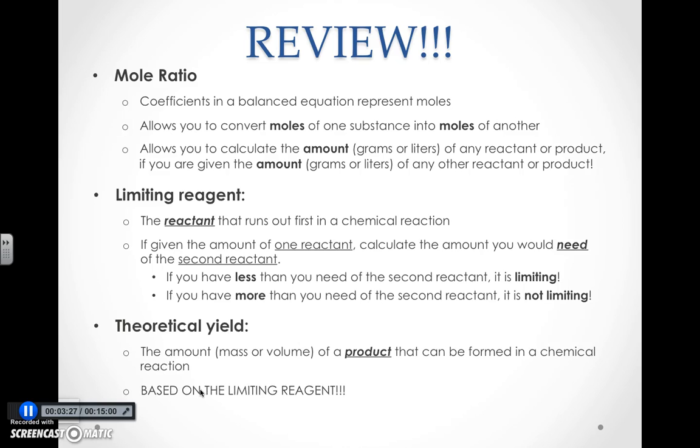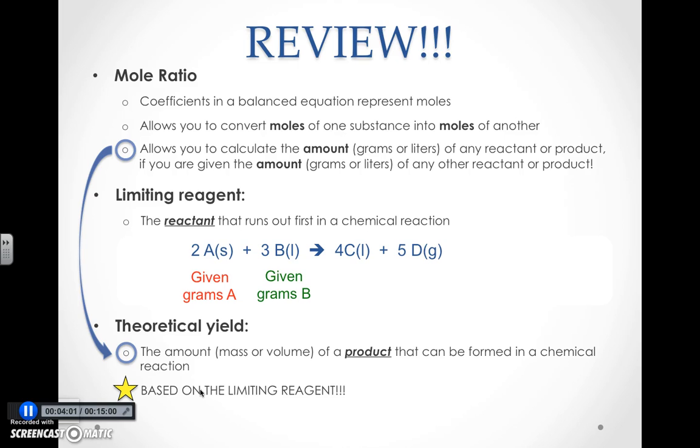One more review, which is theoretical yield. Now, we may have not called it theoretical yield, but you know how to do this. This is just the amount, mass, or volume of a product that can be formed in a chemical reaction. So again, same exact calculation using what we know about mole ratios to turn a piece of information that we have about a reactant or product into whatever we need to know about any other reactant or product. The important thing to remember here is that it's based on the limiting reagent. So, if we go back to our example one more time, and you're given grams of A, and you're given grams of B, and you determine that A is the limiting reagent, well, then you need to forget about that other number that was given, and you need to go on to do your calculations with grams of A and determine your theoretical yield. So that's what theoretical yield is.